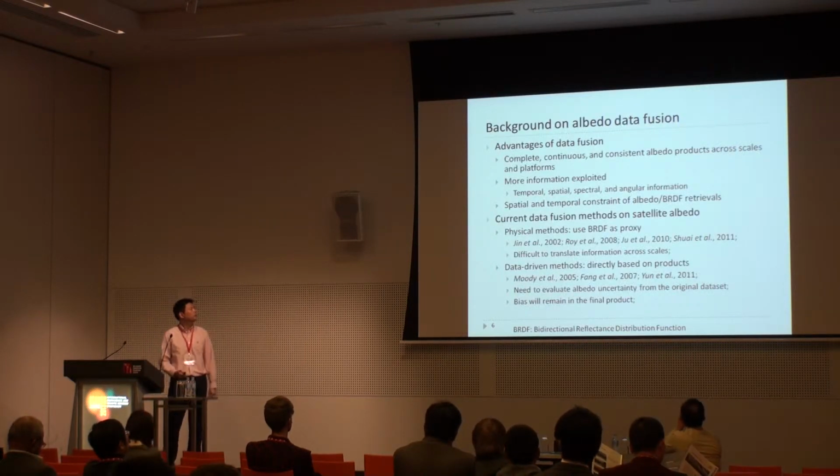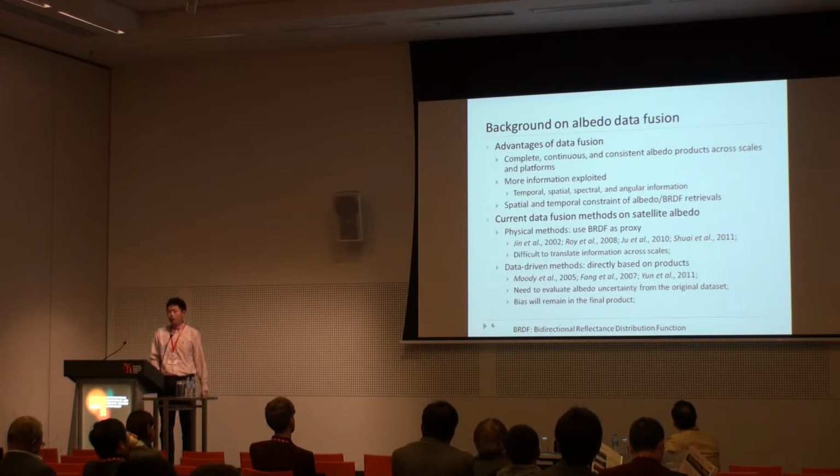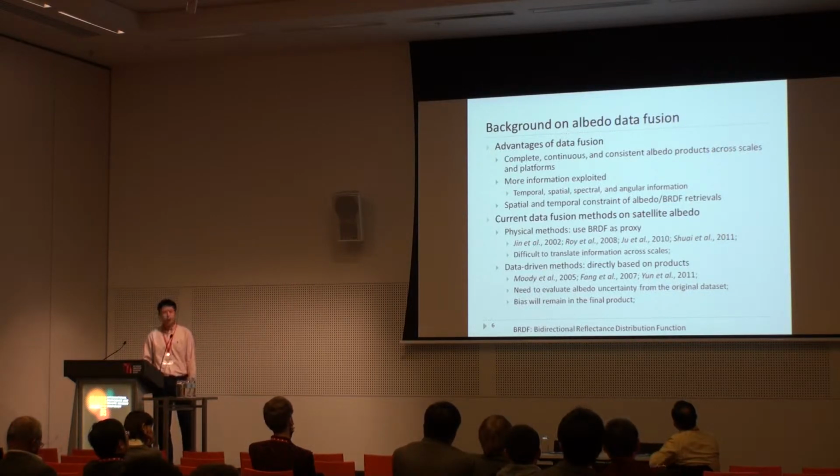Albedo data fusion is becoming a very hot topic recently. And what is the advantage of data fusing multiple albedo products? It can generate complete and continuous albedo products, and also consistent across scales and platforms. And it can incorporate different information: temporal, spatial, spectral, and angular information. The resulting data-fused albedo products can serve as the spatial and temporal constraints of the future albedo retrieving procedure.